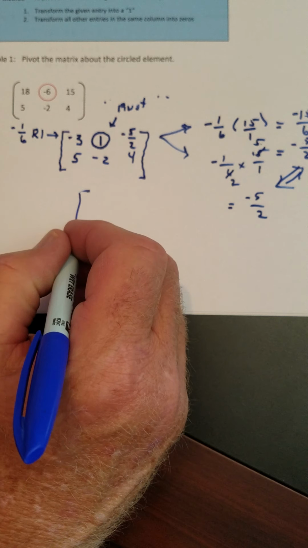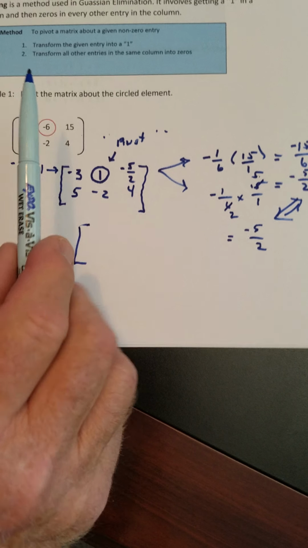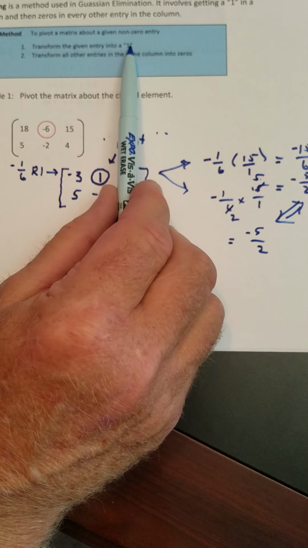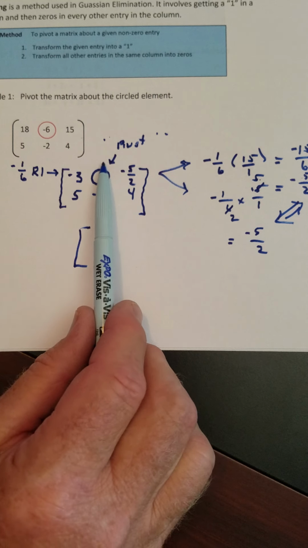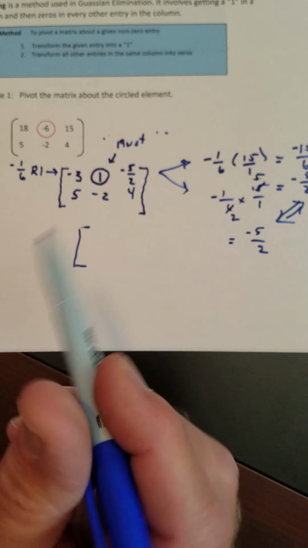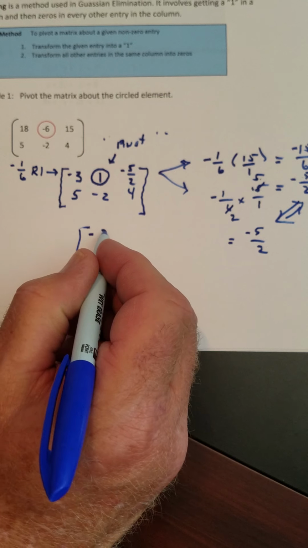Okay, so now, according to what I had up here, I got the 1. Now I want to get zeros everywhere else in that column. So in this column, I've got a 1. As a matter of fact, I'm going to go ahead and just copy that down.